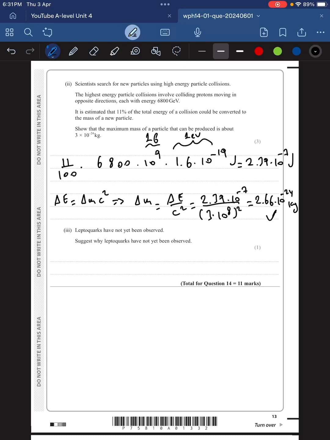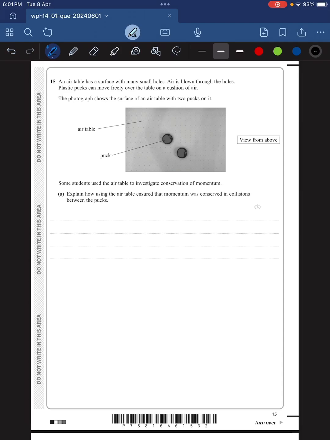Suggest why leptoquarks have not yet been observed. So a simple answer is that their mass is probably higher than 3 times 10 to the negative 24 kilograms. Therefore, even though we use powerful colliders, we haven't found them, but most probably they just don't exist and the theory is wrong. But anyway, don't write that, okay? Write this. All right, let's now work on problem 15.